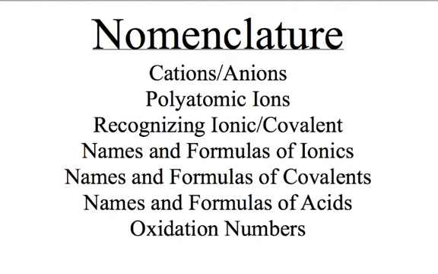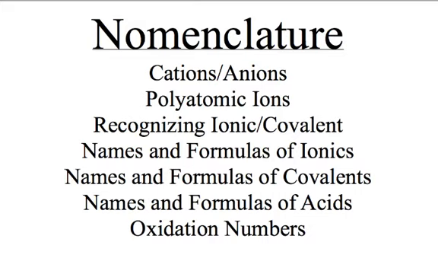Okay, nomenclature. This is an easy unit. This is just going to be a quick review. You need to know the difference between cations and anions. Cations being positive ions like metallic ions, anions are negative ions, non-metallic ions. Polyatomic ions, you have those memorized.